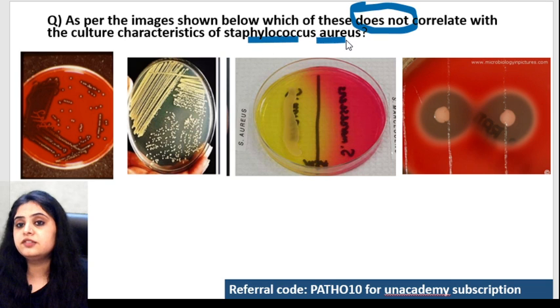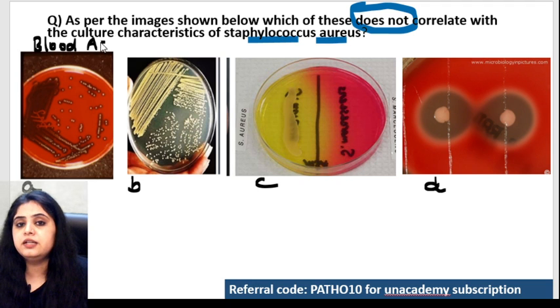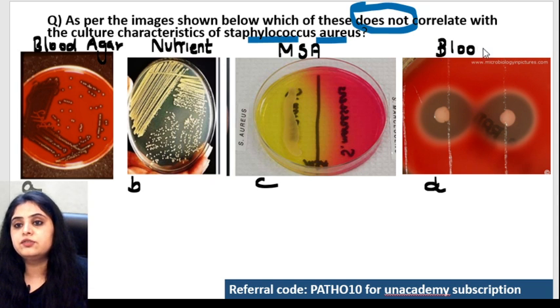Coming to the next, as per the images shown below, which of the following does not correlate with the culture characteristics of Staphylococcus aureus? So we've got option A, option B, C and D. Which of them is not Staph aureus? If I pick up each one of these, I think everyone can appreciate this is a beautiful blood agar, because it has blood in the background. This is transparent, so this might be a nutrient agar. This is a kind of red, kind of yellow turned. Let me tell you, this is a mannitol salt agar. And this again is a blood agar. So basically, I've got two blood agars over here.